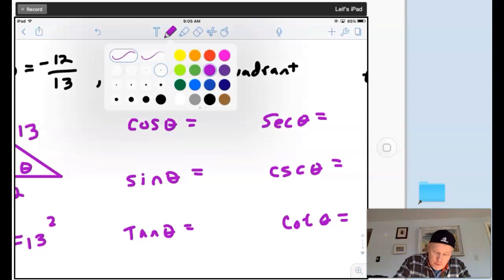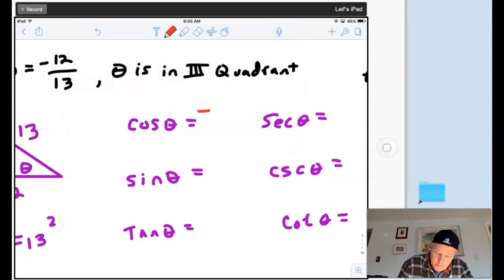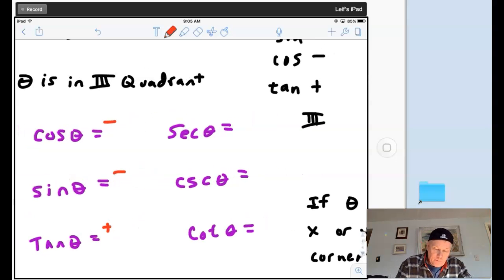Sine, cosine are negative, and tangent, I'll even put a plus there. It's not wrong to put a plus. Now, cosine and secant, those are inverse functions, but that doesn't mean they're going to be the same sign, okay?